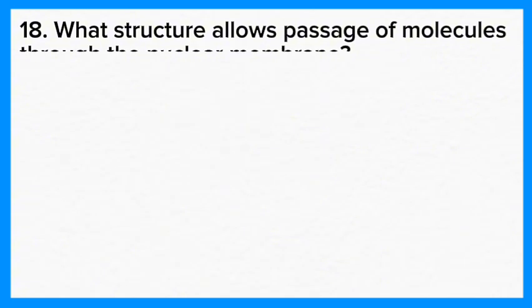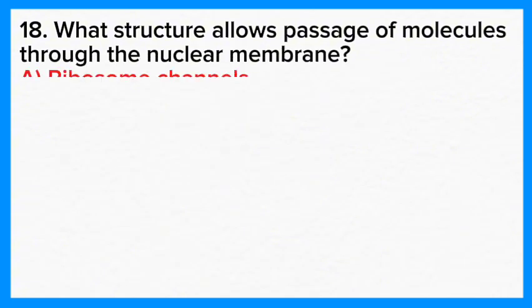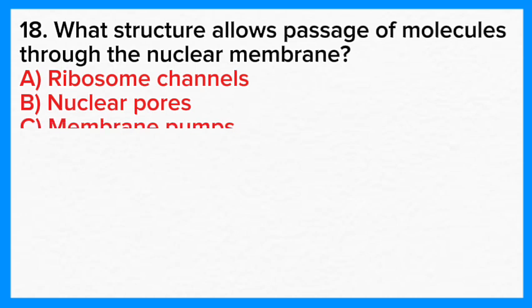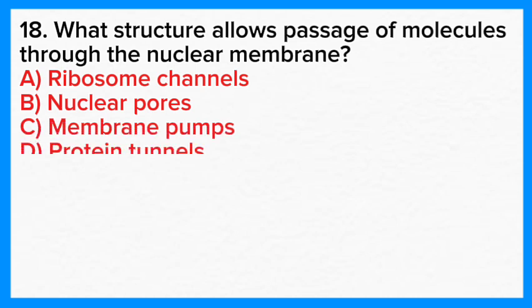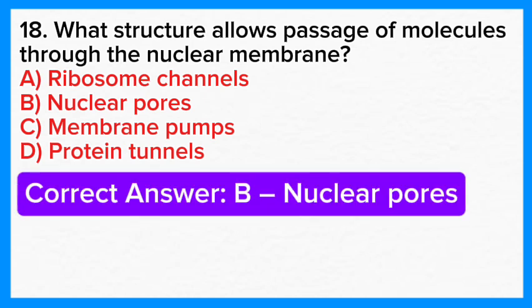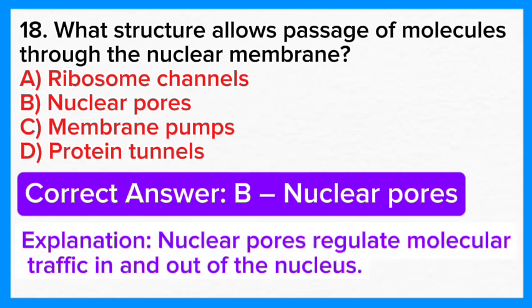18. What structure allows passage of molecules through the nuclear membrane? A. Ribosome channels, B. Nuclear pores, C. Membrane pumps, D. Protein tunnels. Correct answer, B. Nuclear pores. Explanation: nuclear pores regulate molecular traffic in and out of the nucleus.